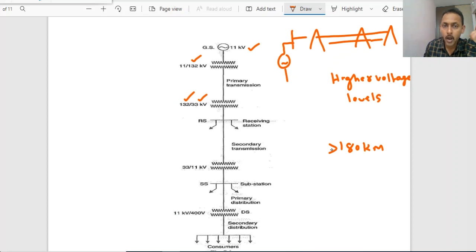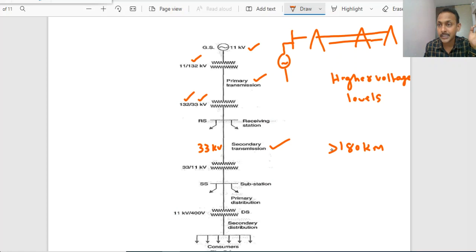So this part will come under primary transmission, and from the receiving station, which will be located at the outskirts of the city, from there onwards up to the substation, we will treat it as secondary transmission. Now during this secondary transmission process, the power is being transmitted at 33 kV voltage level.